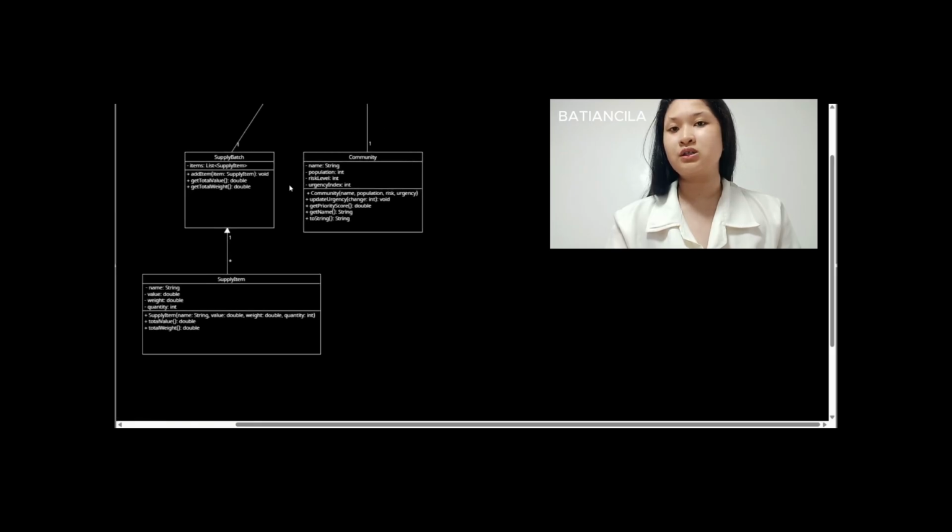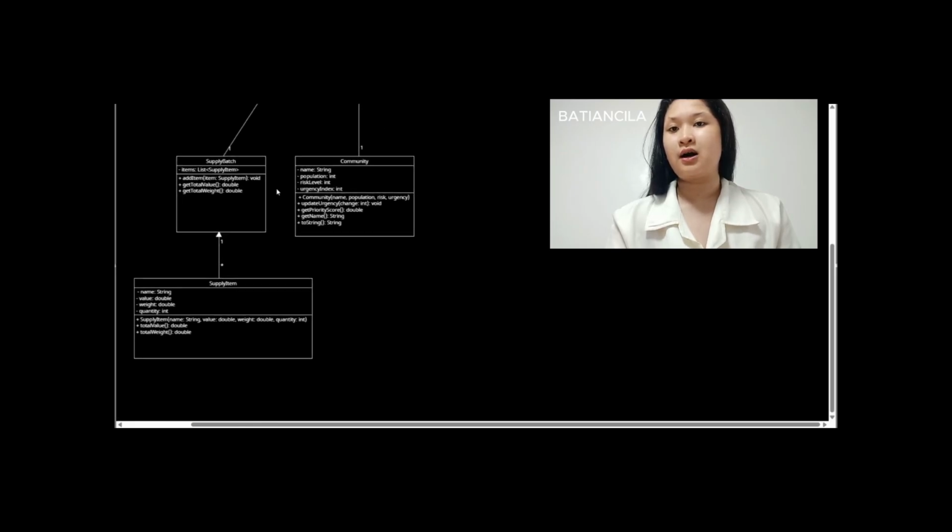Next is supply batch and supply item. A supply batch is composed of multiple supply items stored in the item list. This is a composition relationship. The life cycle of supply item depends on the batch. The multiplicity of this is 1-to-many.